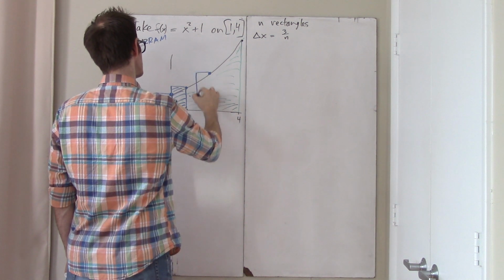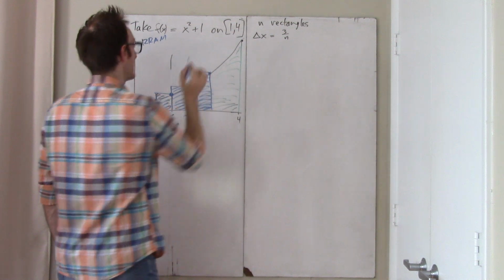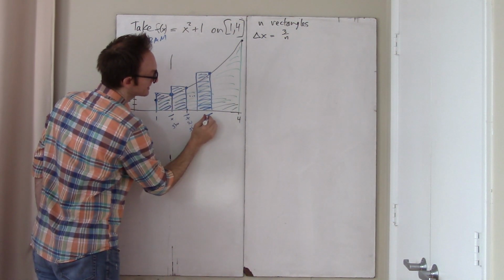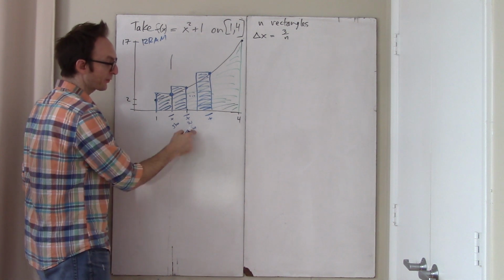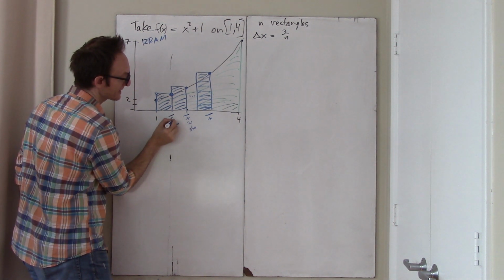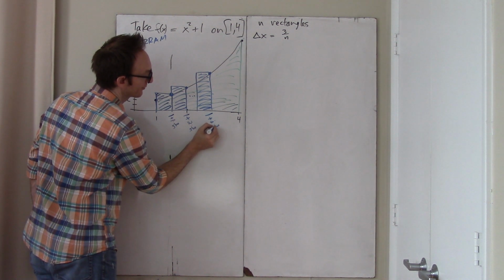And what does the ith rectangle look like? Well, the ith rectangle is what you get when you start at 1 and you skip by 3 over n i times. So that's why I'm going to write that as 1 times 3 over n, 2 times 3 over n. Over here I get i times 3 over n.